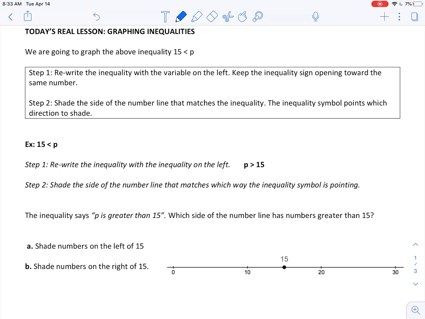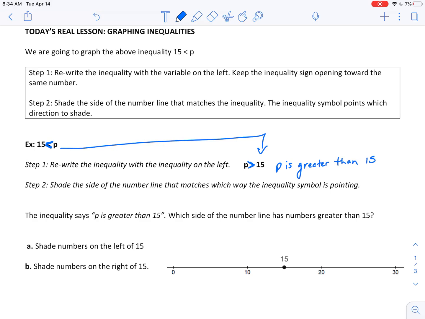But today's real lesson, the real thing we're worried about today, is we're going to graph these inequalities. So we're going to start with graphing the inequality 15 is less than p. And what's the first thing we notice? Well, p's on the right side. So what I should do here is rewrite this inequality with p on the other side. And here we notice our inequality symbol is opening up toward p. So when I rewrite that, I'm going to keep that symbol opening up toward p.